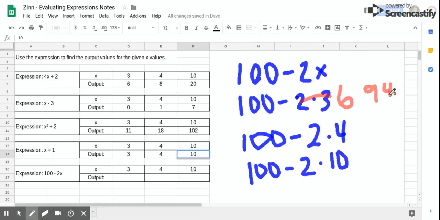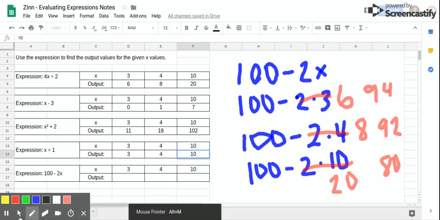100 minus 2 times 4, multiply first, so 2 times 4 is 8, and 100 minus 8 is 92. 100 minus 2 times 10, so that would be 20, and 100 minus 20 is 80. Let me go type all that in.